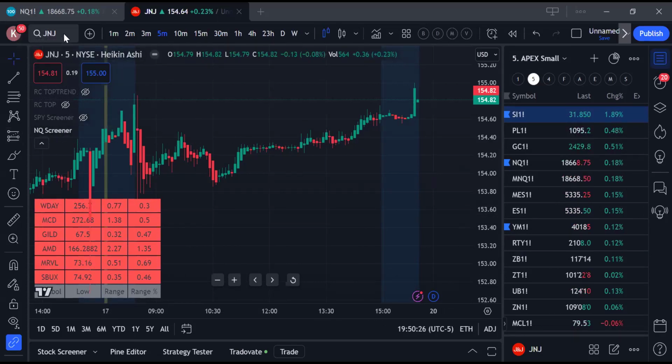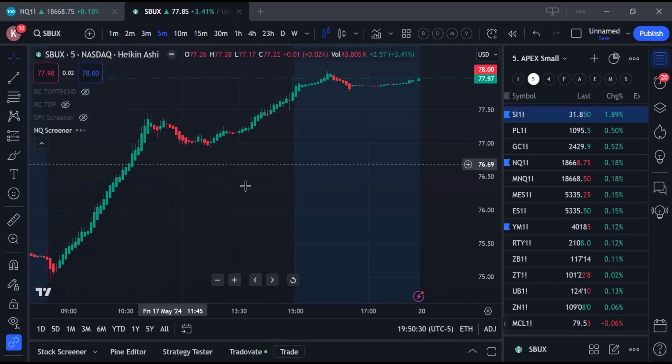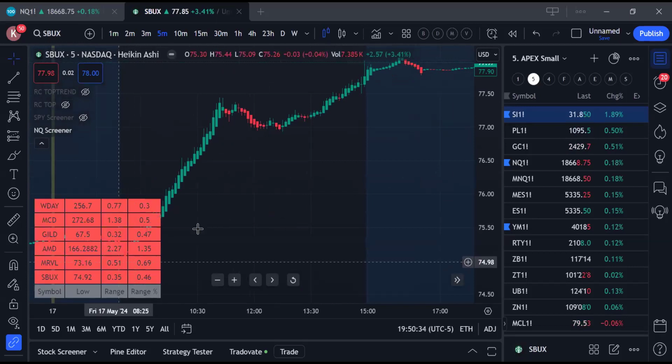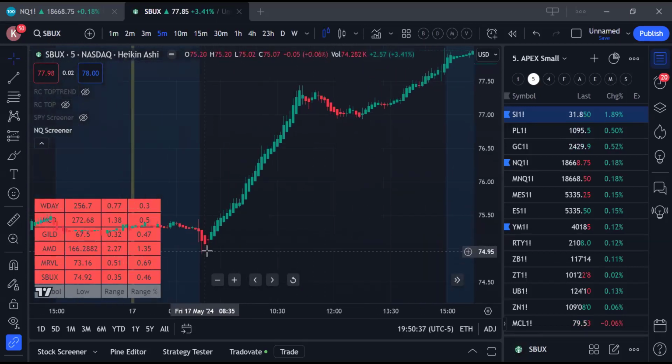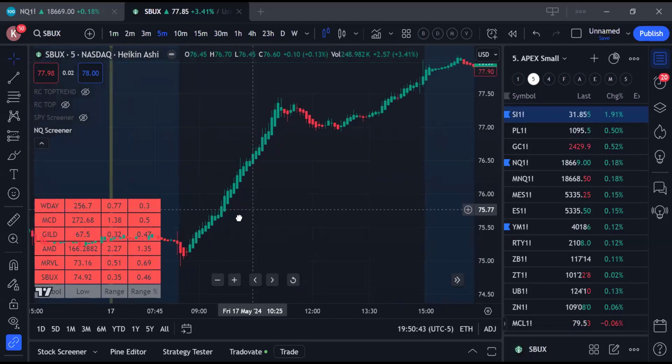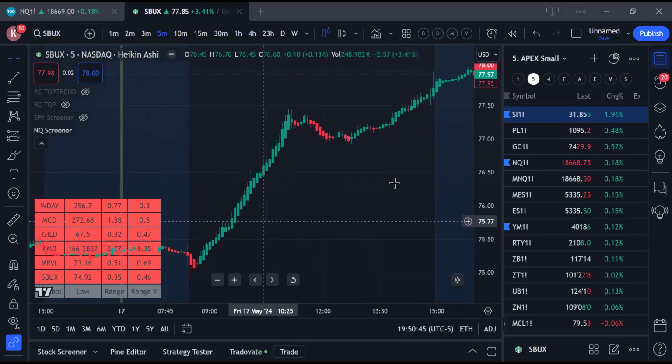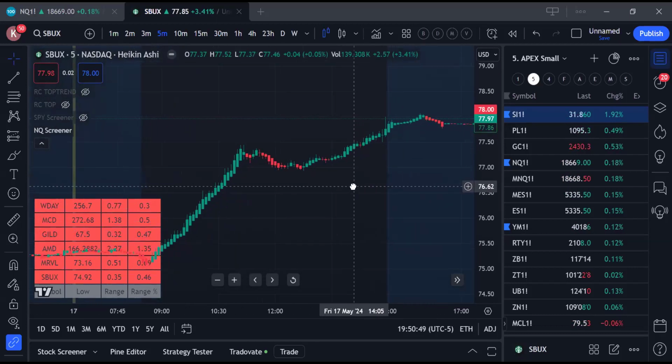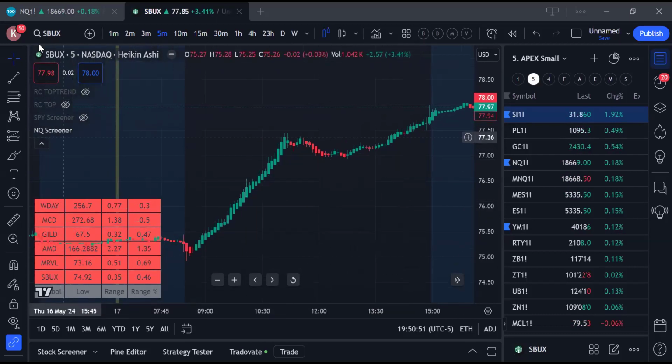Right? You can go and check Starbucks. When the day started, it was somewhere down here. Near the end of the day, it went all the way to the top. Right? Even though market was up and down, it was choppy, but still Starbucks went all the way to the top.